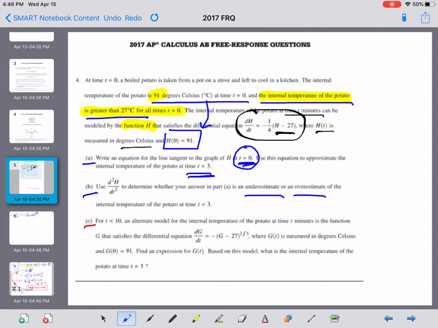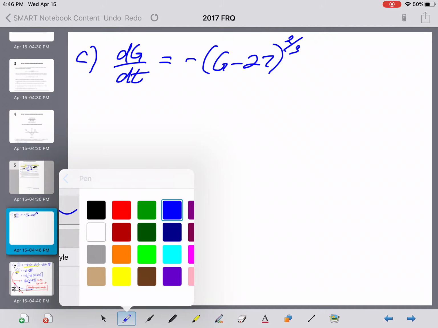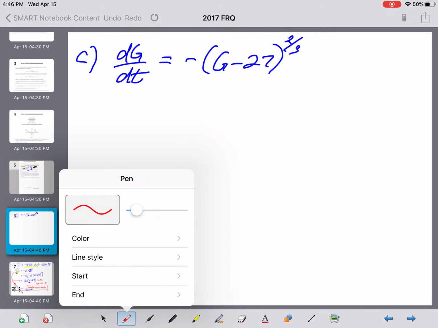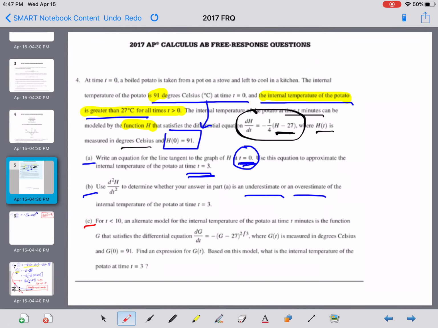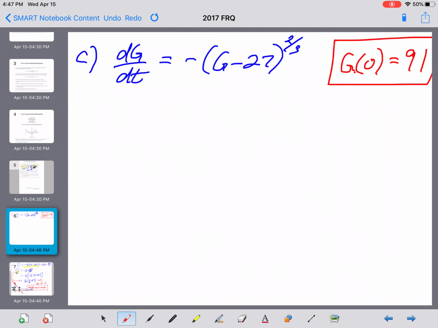Okay, and again, g of t is still measured in degrees Celsius. Oh, and they've given us the same initial condition that g of 0 is still going to equal 91. That's maybe not surprising since that's a temperature we knew at the start of this little experiment. So, okay, there's an initial condition given to us. They want a couple of things here. First of all, they want an expression for g of t. So given a derivative, we're going to try to solve this differential equation and figure out what g of t is equal to.